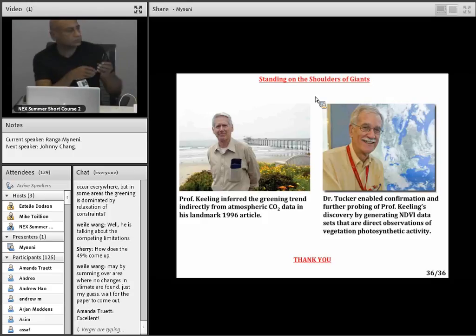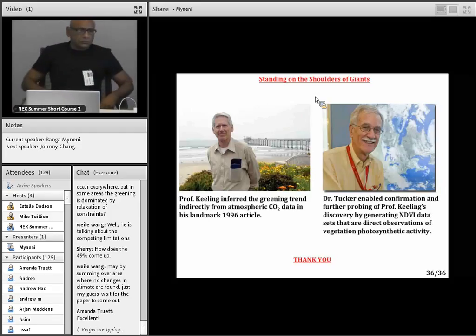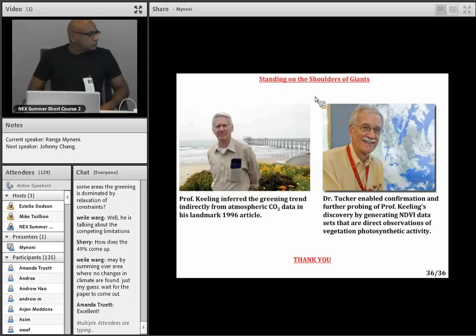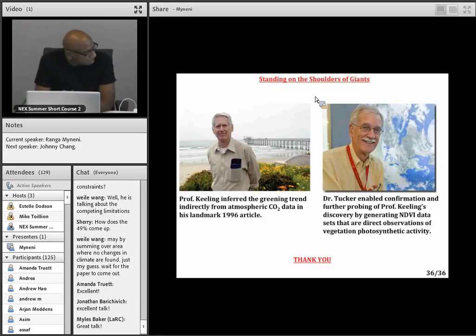Ranga, if I could start out with the first question. I'm curious as to what's occurred with the carbon dioxide record since Keeling's '96 paper on the variation in the cyclicity. Is that 20% that he identified been keeping up, or has it changed?